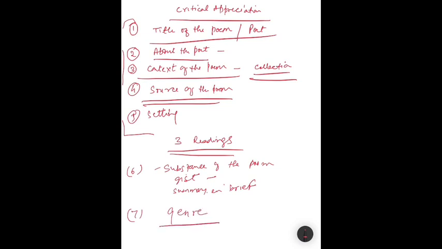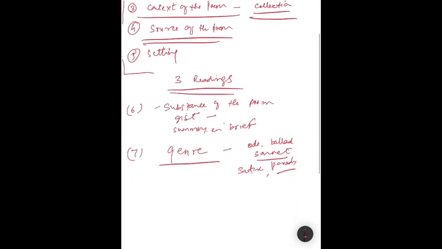Then talk about the genre of the poem. What genre of the poem is this? Is it an ode or a ballad or a sonnet or whatever kind it is? You have to analyze it. Maybe it's a satire, so you'll just specify that it's a satire. Maybe it's a parody, so just write down that it's a parody.